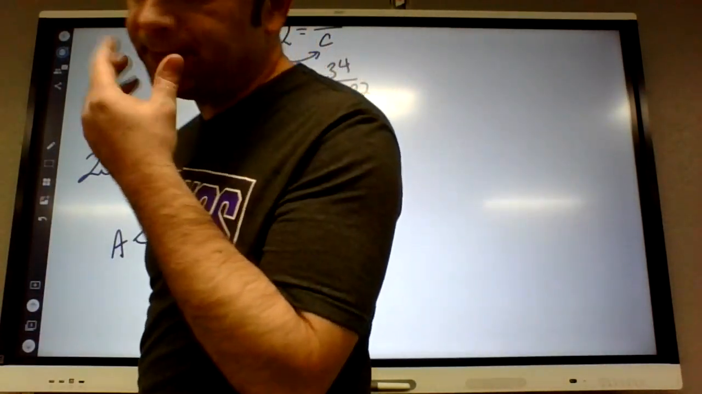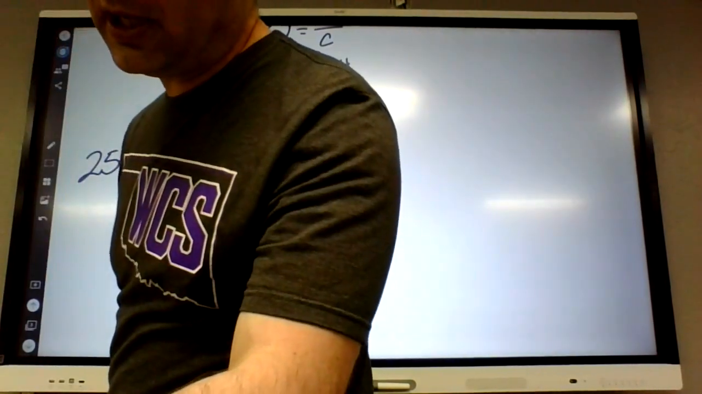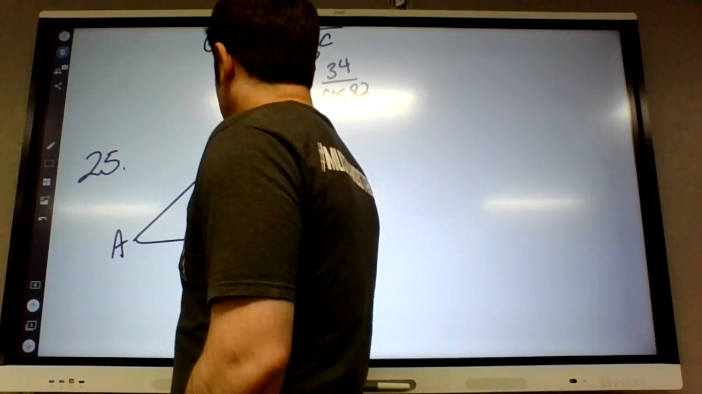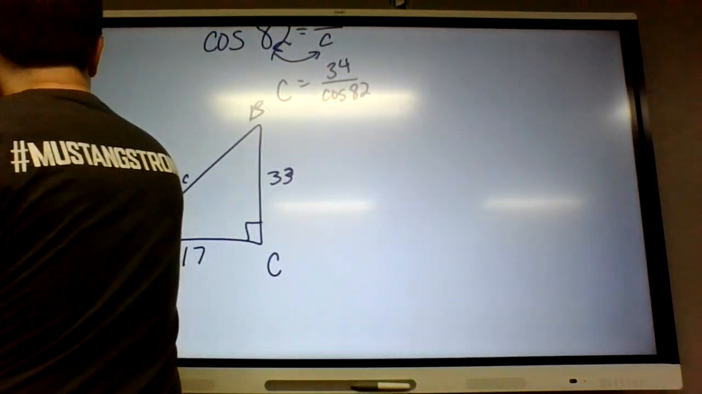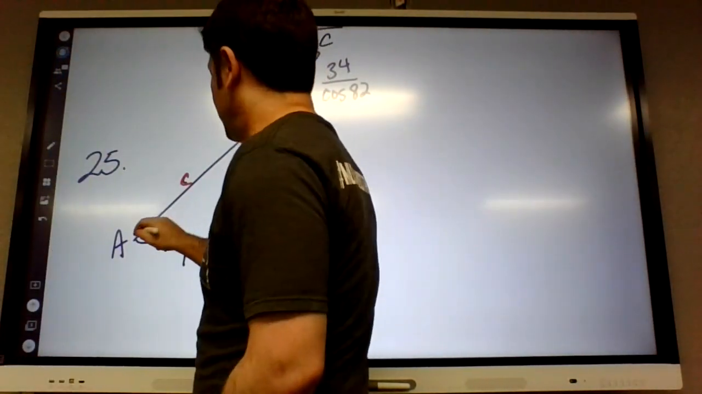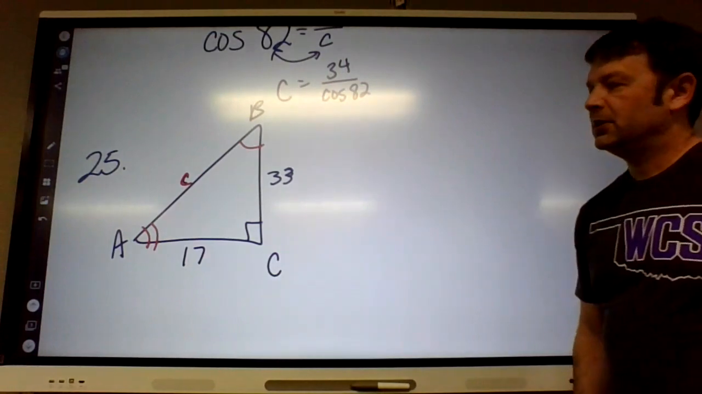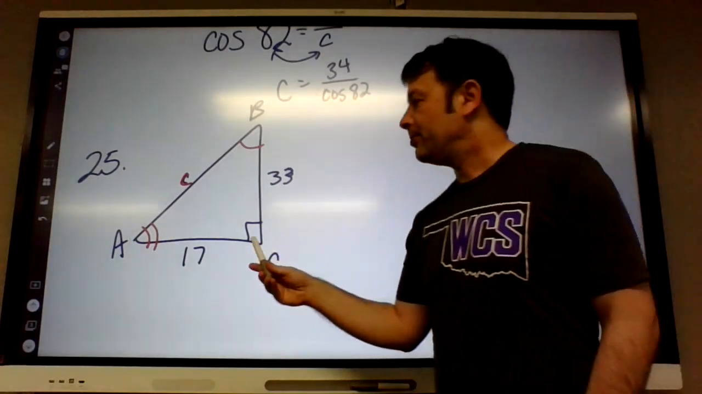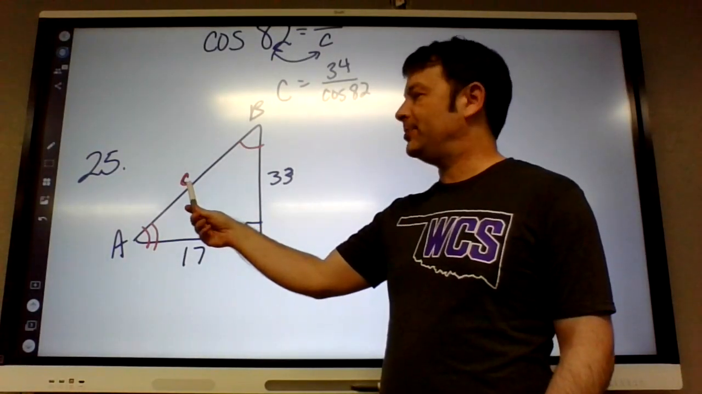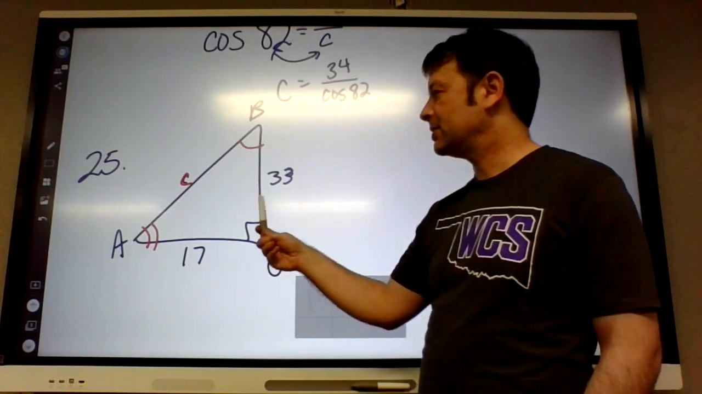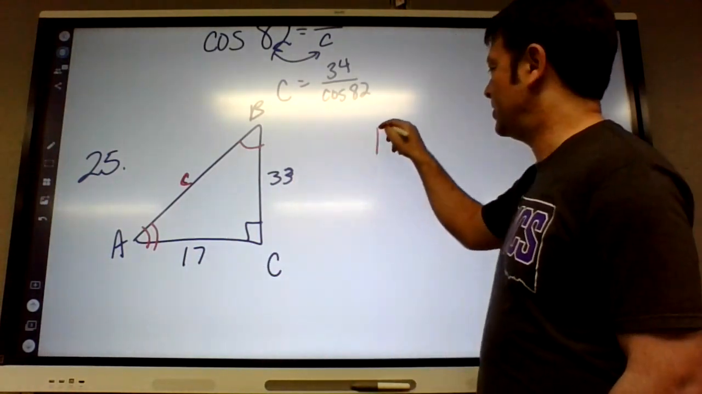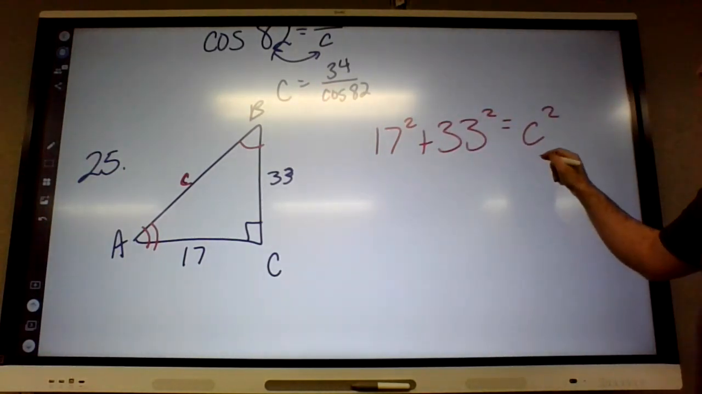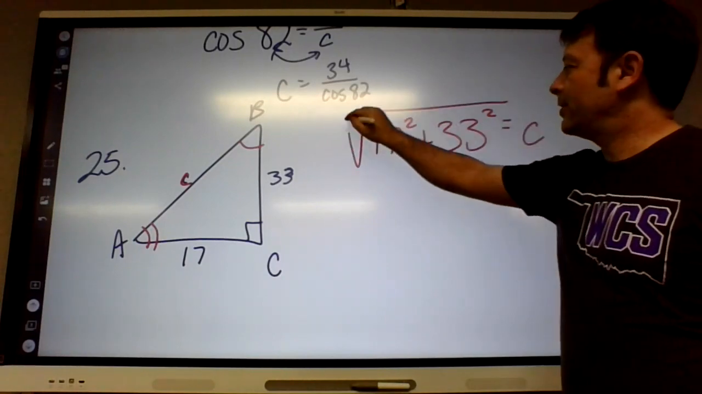Alright, this time, let's see, A is 33, B is 17. Okay, so we're missing side C, which is that one, and angle A and angle B. So this is different than the ones we've done today. We did this a couple times yesterday, but we don't need trig to find side C because how can we find side C? Pythagorean theorem. If you already know two sides of a right triangle, you can just do that. So C would just be the square root of all that.